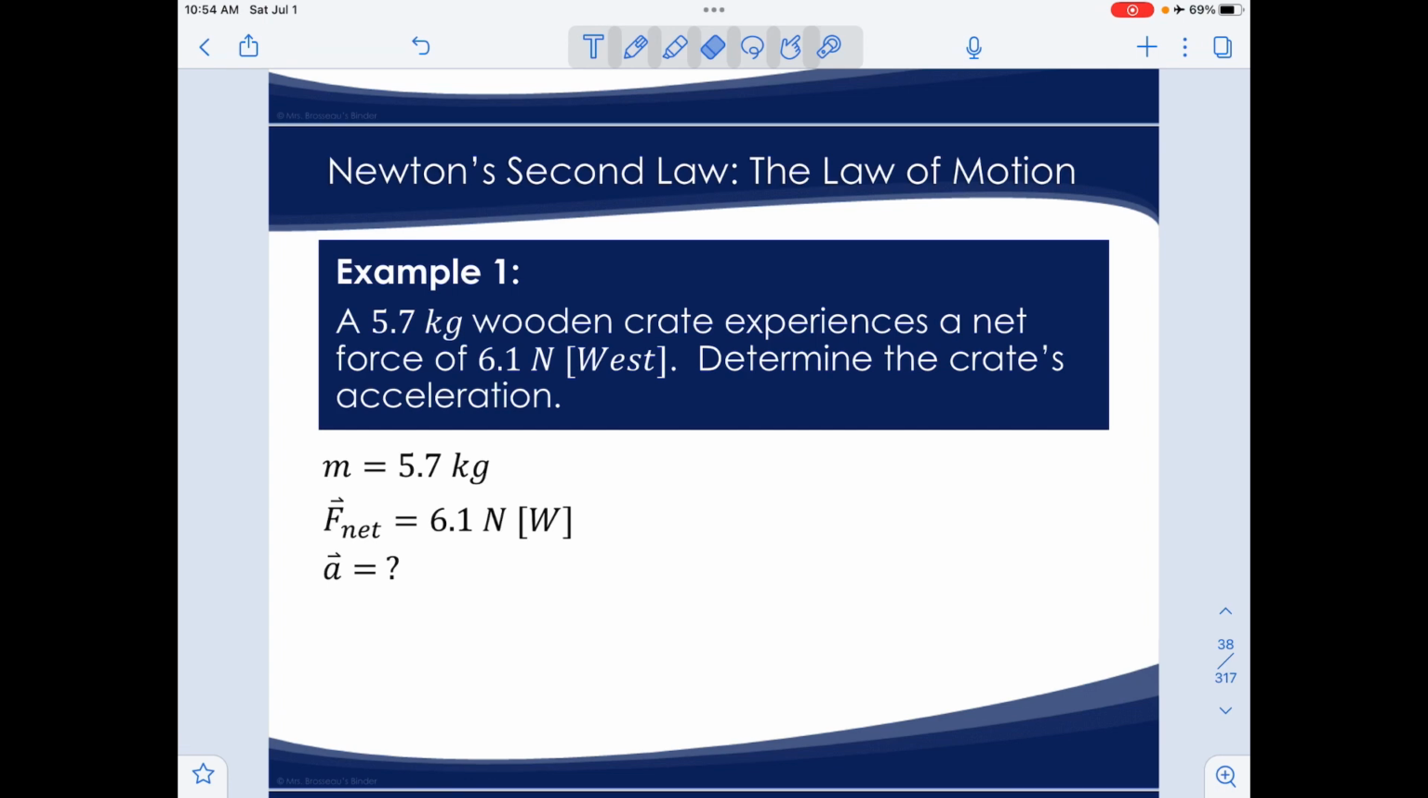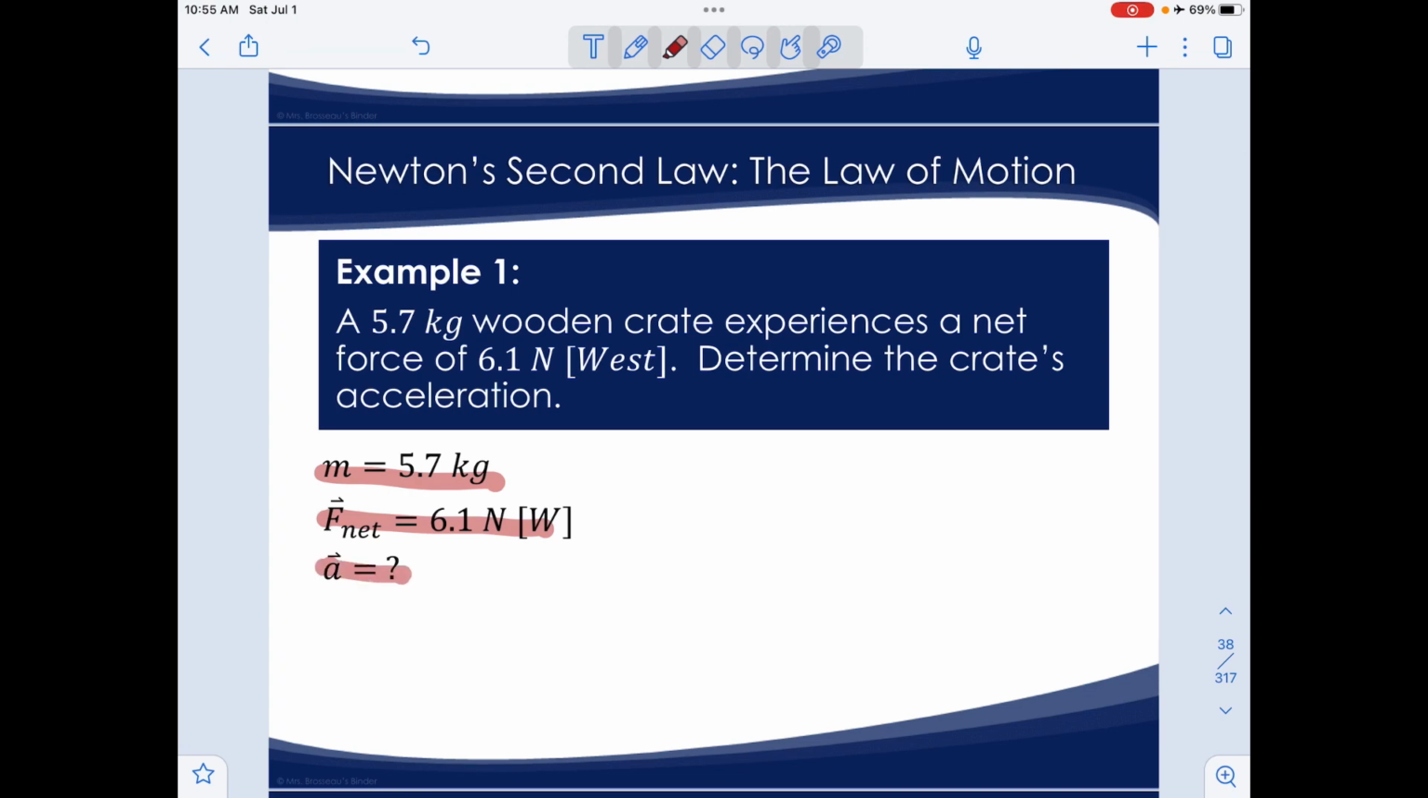So let's do an example. Example 1. A 5.7 kilogram wooden crate experiences a net force of 6.1 newtons west. Determine the crate's acceleration. So first we write down what we know and what we don't know. What we know is that the mass is 5.7 kilograms, and we know that the net force is 6.1 newtons west. We know these two things. And what are we looking for?